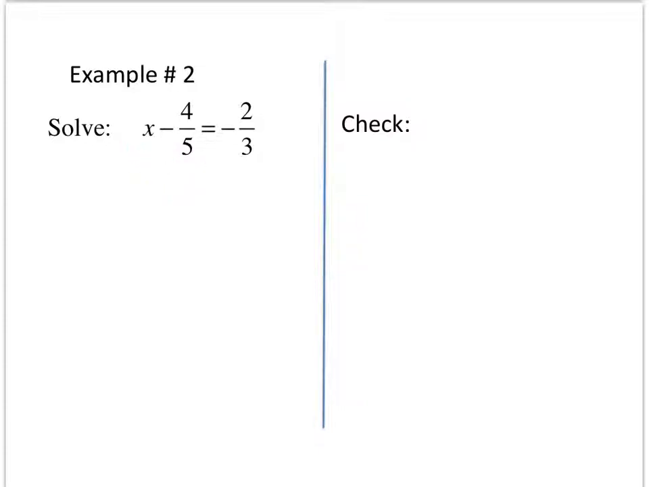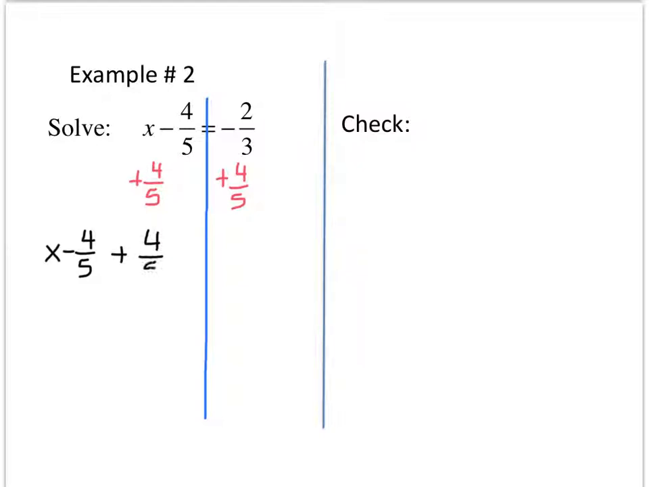I'm going to go ahead and split my equation into two different sides. I'll draw this line right down the middle. And now what I want to do is apply the inverse. So I'm going to add 4 over 5, again, addition being the inverse of subtraction, to both sides. So this will give us the new equation of x minus 4/5 plus 4/5 is equal to negative 2/3 plus 4/5.